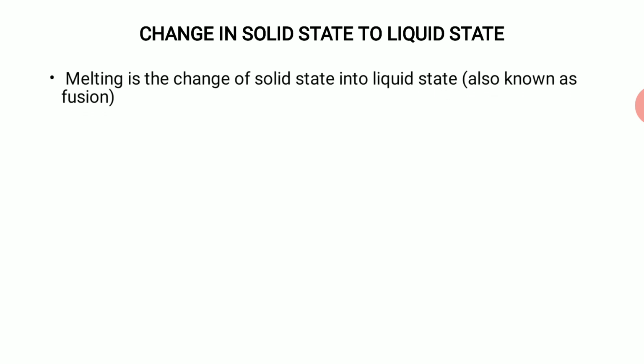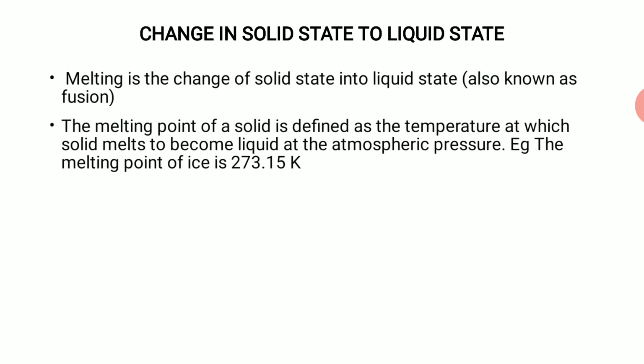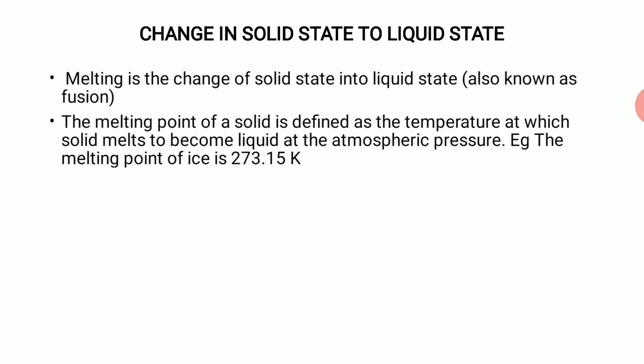Hello everyone. In this video we are going to study the change in state from solid to liquid. The process of changing the state from solid to liquid is called melting, and the melting occurs at a particular temperature, so that temperature is called the melting point. For example, ice melts to water at 0 degrees Celsius. So 0 degrees Celsius is the melting point of ice.